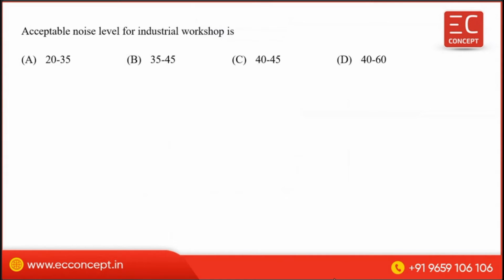Okay, so 30 to 35% weightage for drinking water, 30 to 35% weightage for the wastewater, then the equal 30% weightage for the air pollution and noise pollution. So put some additional lump sum quantum of time in preparing this air pollution, noise pollution. Okay. The acceptable noise level for an industrial workshop is 40 to 45 decibels.